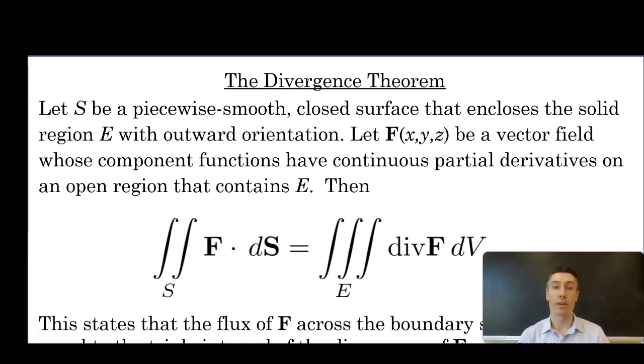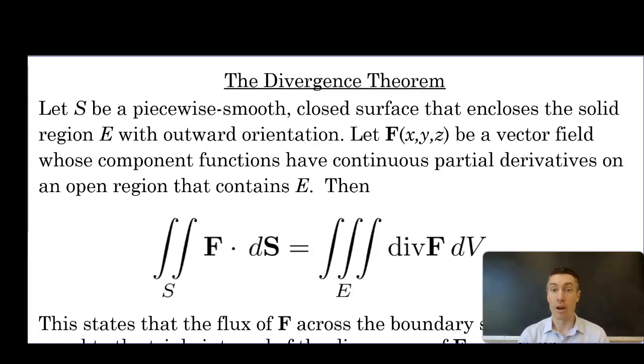In this video, we are going to learn the divergence theorem. Now, this theorem gives us a simpler way to compute flux through a closed surface. So jumping right into the statement of the theorem, let S be a piecewise smooth closed surface that encloses the solid region E with outward orientation.